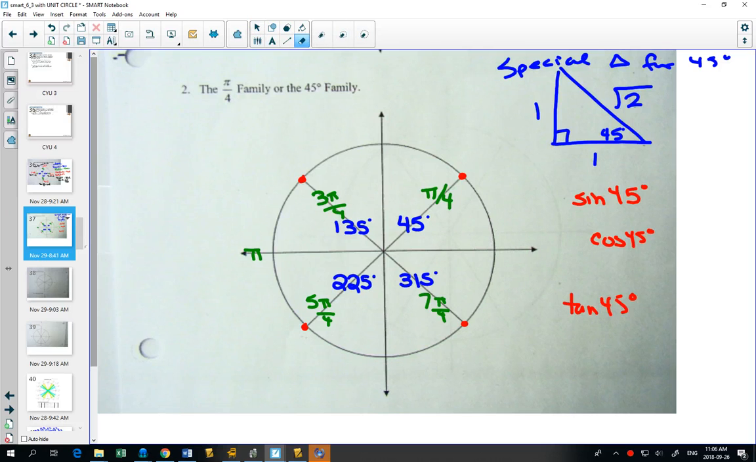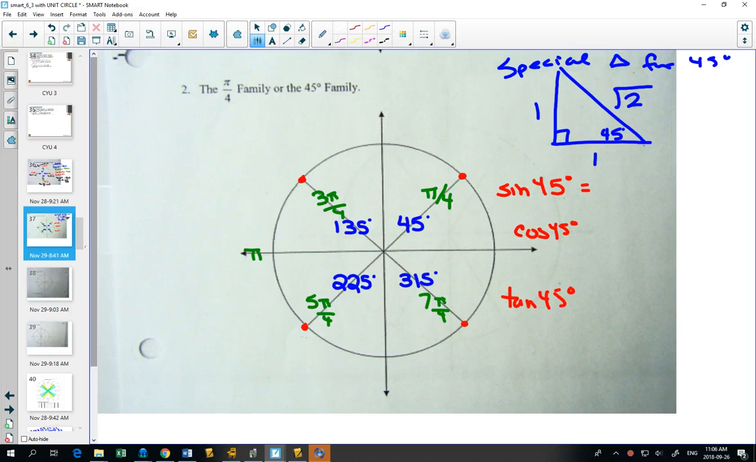I'll just erase this. Well, sine is opposite over hypotenuse. And so the opposite side in the triangle that I chose is 1, the hypotenuse is root 2. And in grade 12, you can leave a square root on the bottom. You do not have to rationalize your denominator. However, in this case, we're going to. So if I multiply the top and bottom by root 2 to rationalize, can you see that that will equal root 2 over 2?